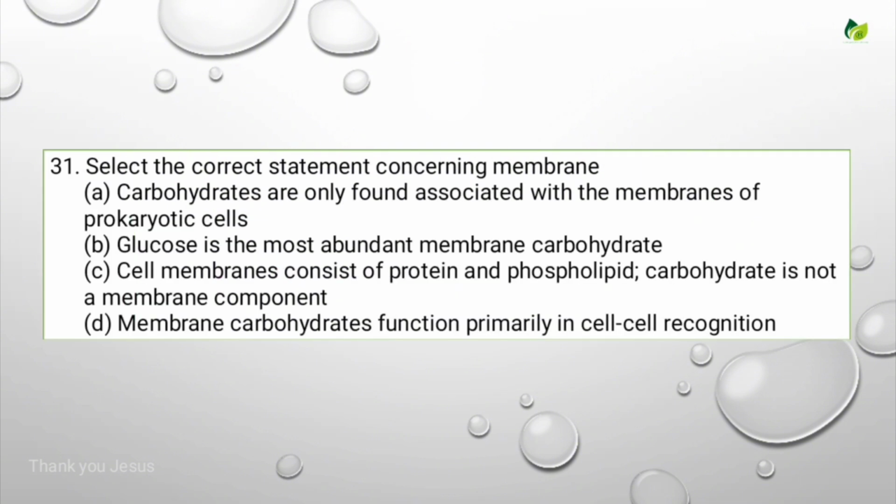Select the correct statement concerning membranes. Let's see the options. First one is carbohydrates are only found associated with the membranes of prokaryotic cells. Glucose is the most abundant membrane carbohydrate. Cell membranes consist of protein and phospholipid; carbohydrate is not a membrane component. Membrane carbohydrates function primarily in cell-to-cell recognition. For this, the correct answer is membrane carbohydrates. They function primarily in cell-to-cell recognition.